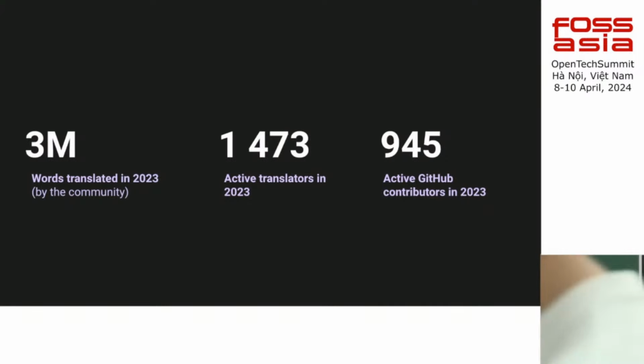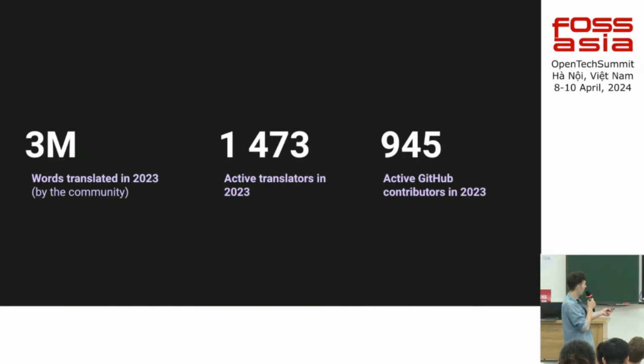Just to show how active our community is, these are the statistics from last year. We had almost 1,500 people translating the website, and together people translated 3 million words last year. We also have Vietnamese translators who have their dedicated Vietnamese channel for Vietnamese translations on Discord. So if you're looking for a place to start, you could start there.